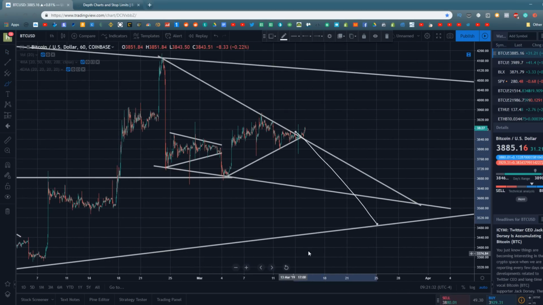I do not want to see Bitcoin come down and test this uptrend of support. I don't want to see it. Now, that's not to say it's not going to happen. I'm just saying that we do not want to see Bitcoin do that, because if it comes down here, there's a chance it's going to break in. There's a chance it's going to break the 200 weekly moving average. We've talked about that a lot.